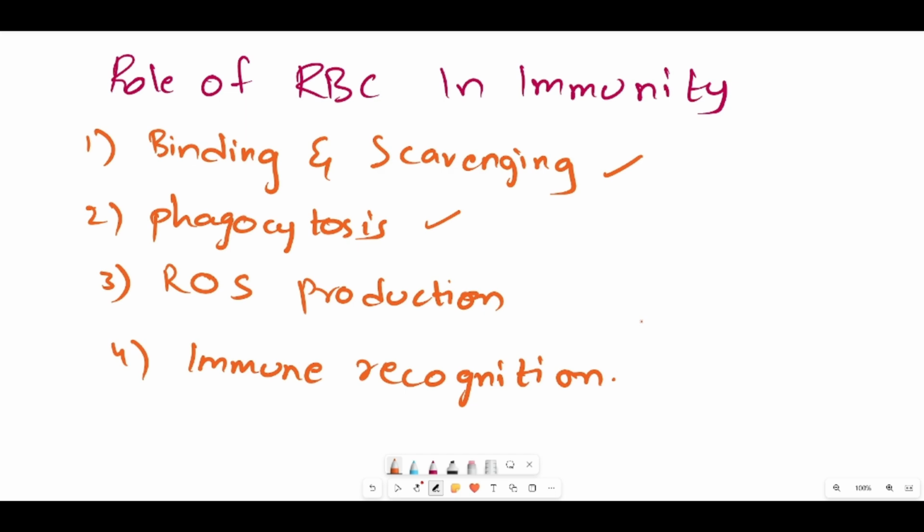So that is all about the life cycle of RBC along with its diagram, their functions and their important role in immunity. So these points are extremely important for your exams. So make sure to revise the notes that I wrote along with the explanation.